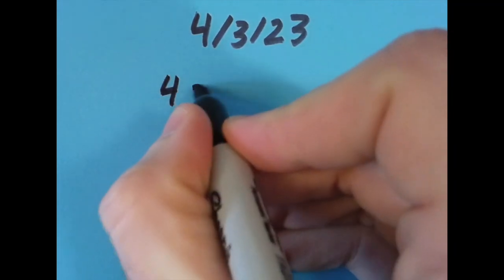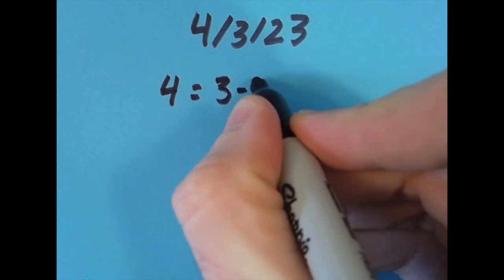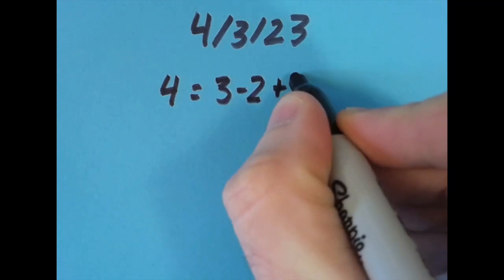What I'd like to do today is to make an equation out of the digits in today's date, and I want to keep those digits in order. I said that 4 equals 3 minus 2 is 1, plus 3 is 4. That's what I did, but I tried it some other ways.